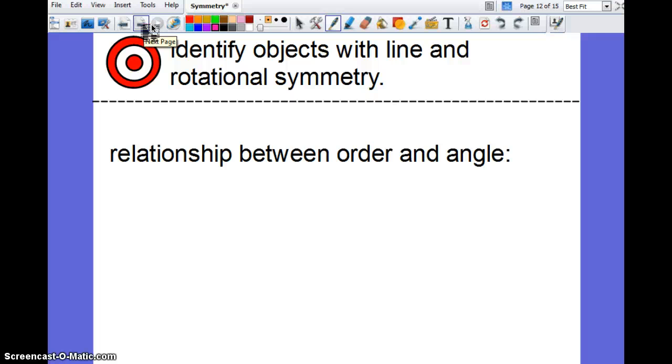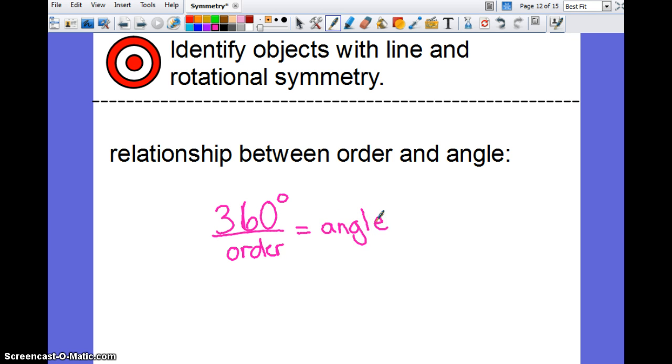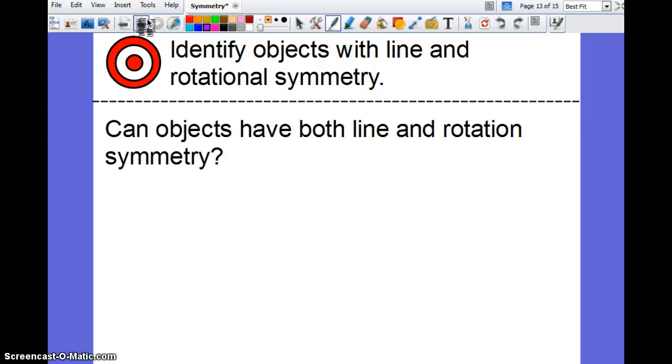There is a relationship between order and angle. If you think about it, there's 360 degrees in a circle. If you go all the way around, it's 360 degrees. If I'm going all the way around with my order, I'm clicking it around that many times. That means if I take 360 degrees and divide it by my order, that should give me my angle. We can test that with the example that we just did. We can take 360 degrees, divide by 4, and notice that is 90. So my order of that square was 4, and so my angle is 90 degrees.